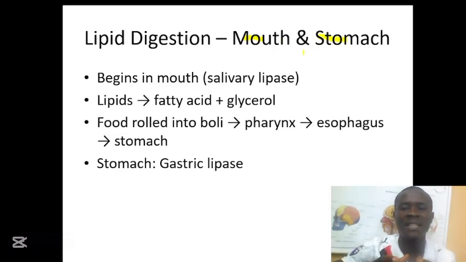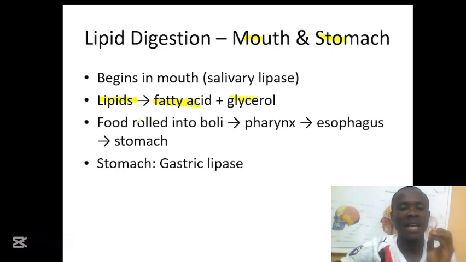So the first thing that has to happen, just like any other food, is to take the food into the mouth. In the mouth, the saliva contains what we call salivary lipase, which will start the breakdown of lipid into fatty acid and glycerol. But mind you, it will start to break down the lipid, but not all of it will be broken down. The saliva also helps to soften the food.